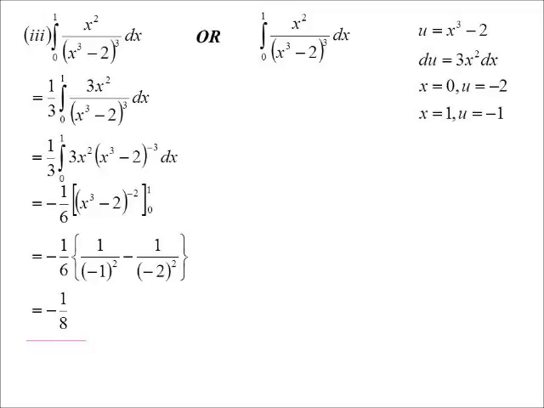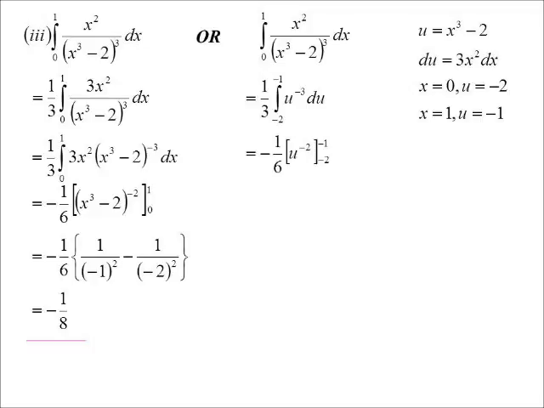Now, these limits I'm going to have to change in this case because those limits refer to x. Well, if I'm changing the pronumeral, I need to work out new limits. But I've got a formula that allows me to do that. u is x cubed minus 2. So when x is 0, substituting in, we'll get u is negative 2. And when x is 1, u will become negative 1. So my new integral goes from minus 2 to minus 1, and it will just be a third of u to the minus 3. Add 1 to the power over the power.